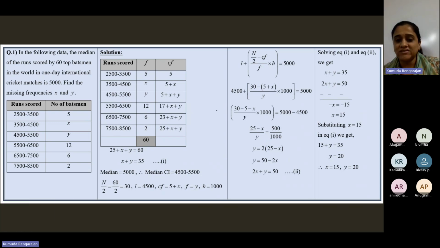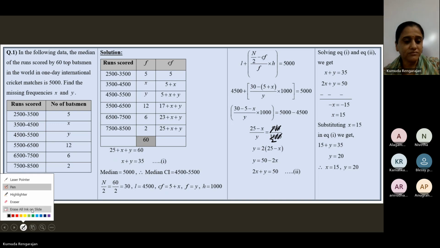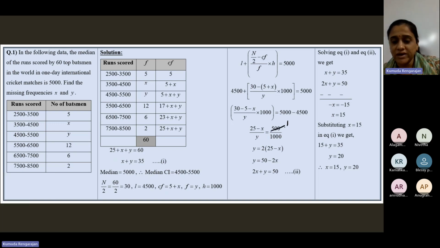25 minus x by y is equal to... you should cancel now. So this one will become 1 by 2, right? Now cross multiply. 500 by this is 2. So you'll get y into 1, y is equal to 2 into 25 minus x. So y is equal to 2 into 25 minus x. Then you get this equation.